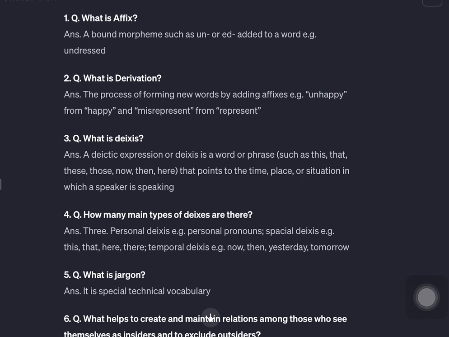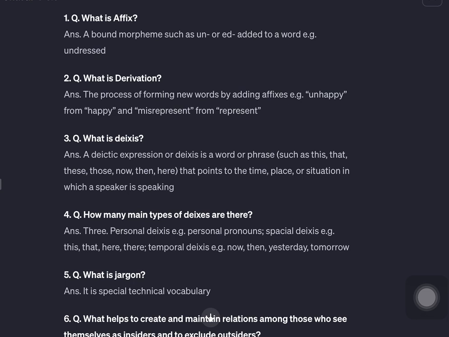1. Q. What is affix? Ans. A bound morpheme such as un or ed added to a word, e.g. undressed. 2. Q. What is derivation? Ans. The process of forming new words by adding affixes, e.g., unhappy, from happy, and misrepresent, from represent.